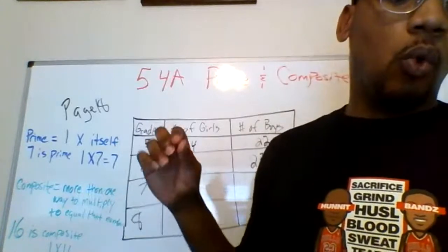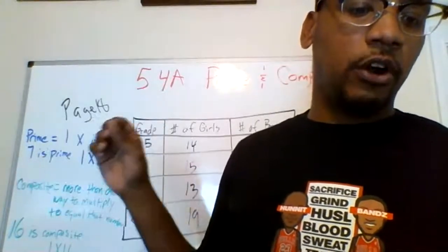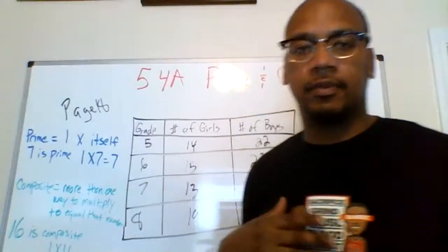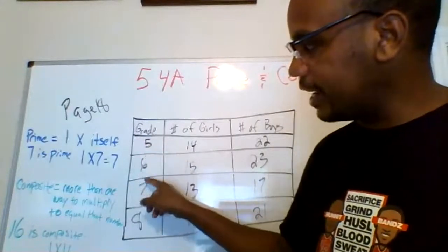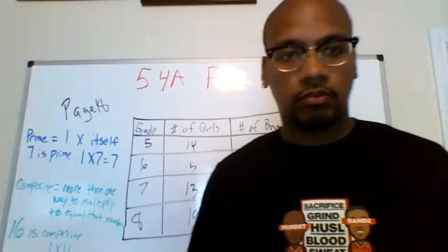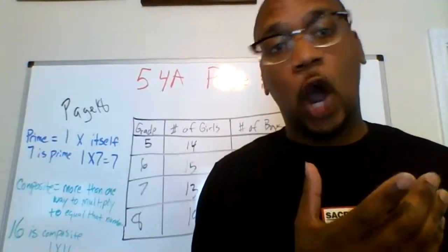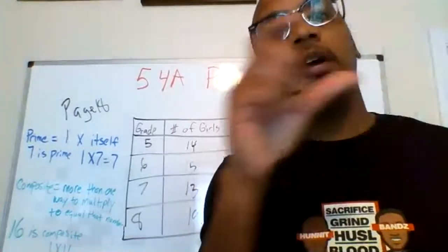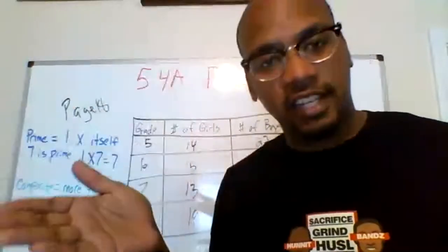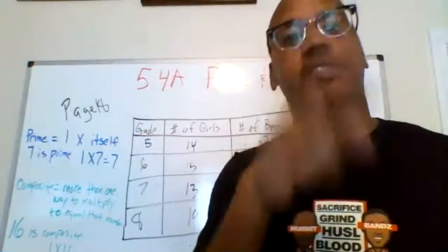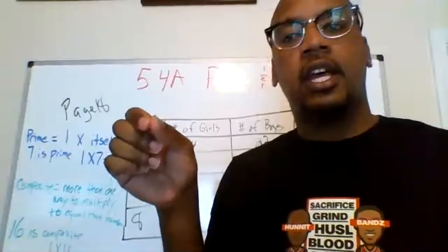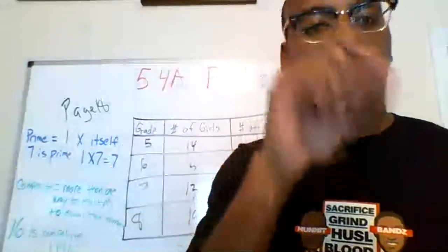It says, which grade had a prime number of girls and a prime number of boys tried for the soccer team. Basically, which one of these grades had two prime numbers? So in fifth grade, to answer a question, all you have to do is know whether the number is prime or composite. And I told you, we're going to label them P or C. P if it's prime, C if it's composite. So based on P and C, you'll be able to tell whether the answer is prime or composite.